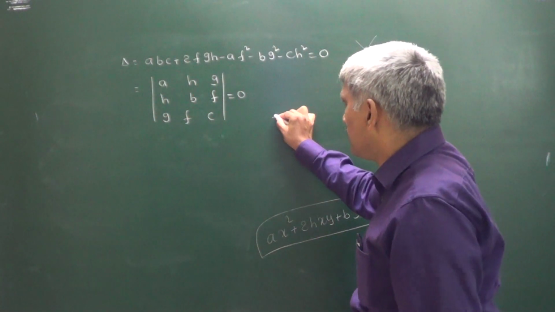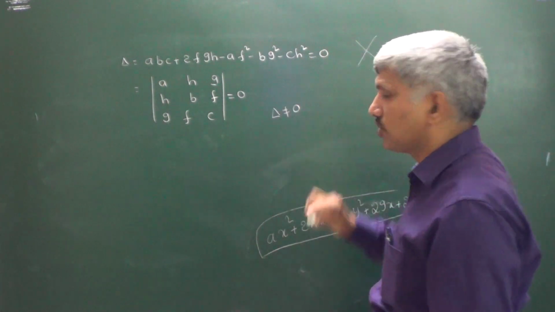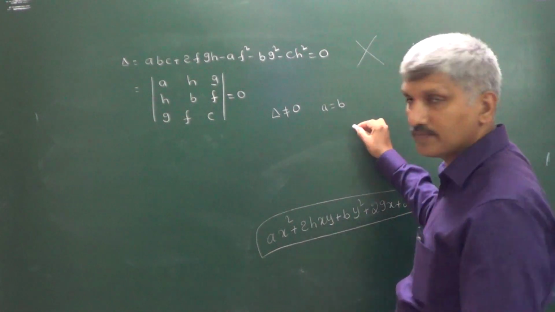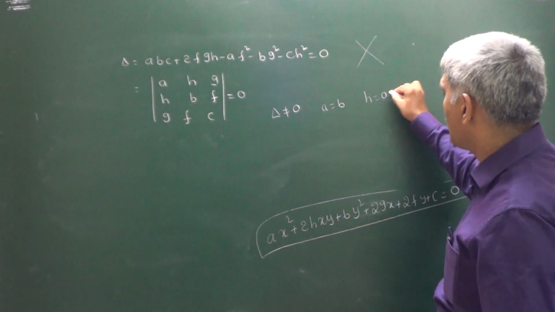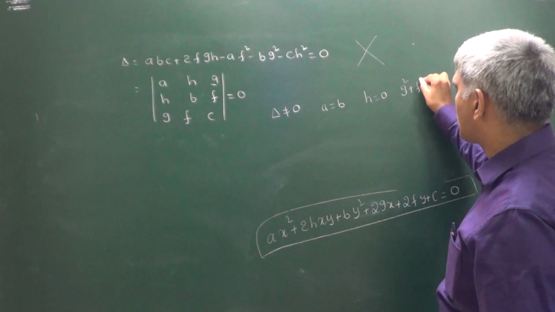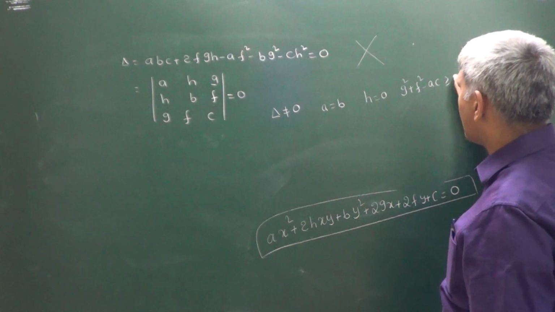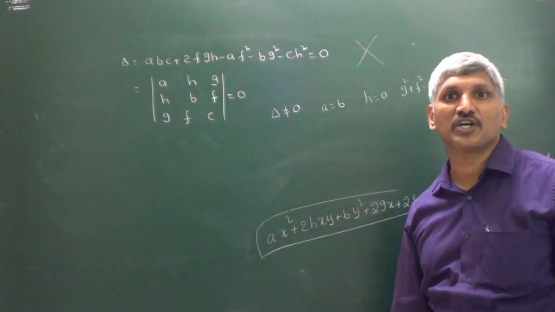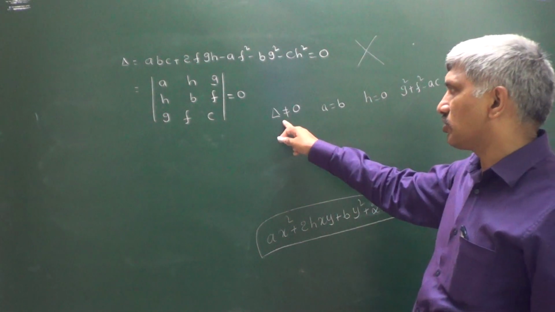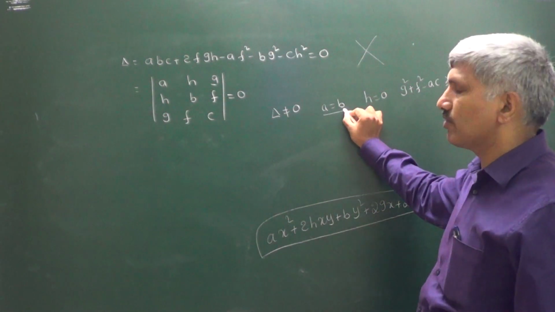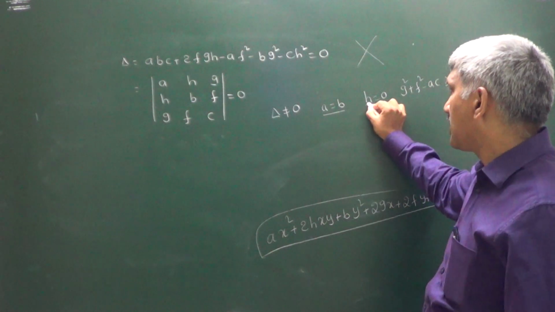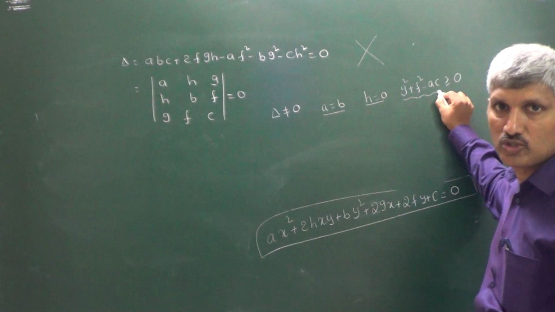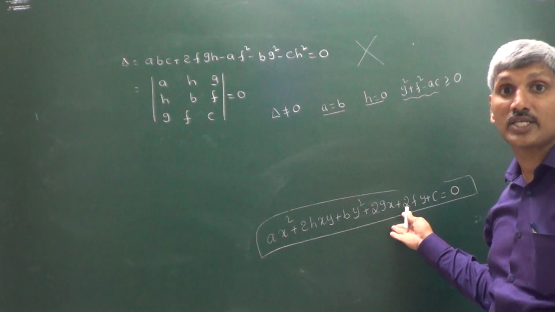At the same time, if delta not equals to 0 and a is equals to b, h is equals to 0, at the same time g square plus f square minus ac greater than or equals to 0, it represents a circle which we discussed in the beginning of the circles chapter. Delta not equals to 0, coefficient of x square is equal to coefficient of y square and h is equal to 0, g square plus f square minus ac greater than or equals to 0. The same equation represents a circle.